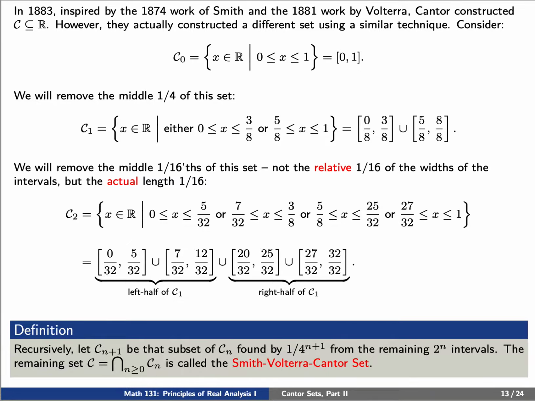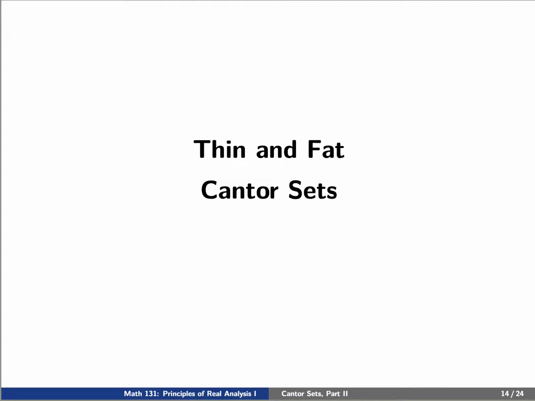Recursively, we'll let C_{n+1} be that subset of C_n found by removing 1 over 4 to the n plus 1 from the remaining 2 to the n intervals. The remaining set C is called the Smith-Volterra Cantor set. But now, we've had these two constructions which seem to be similar, but still they're different. Today we're going to talk about the general philosophy and put all of this together into what we'll call thin Cantor sets and fat Cantor sets.